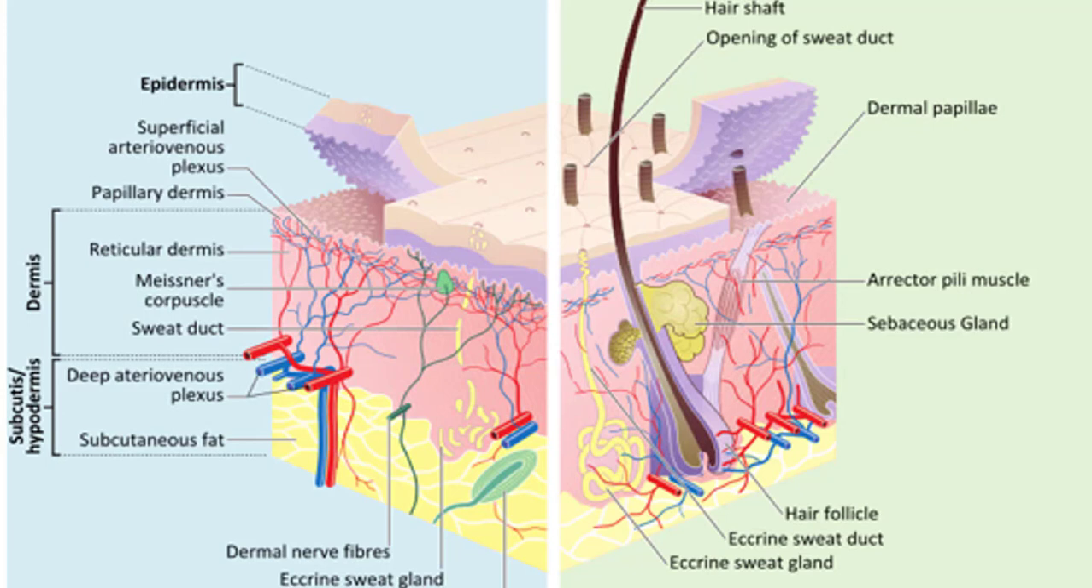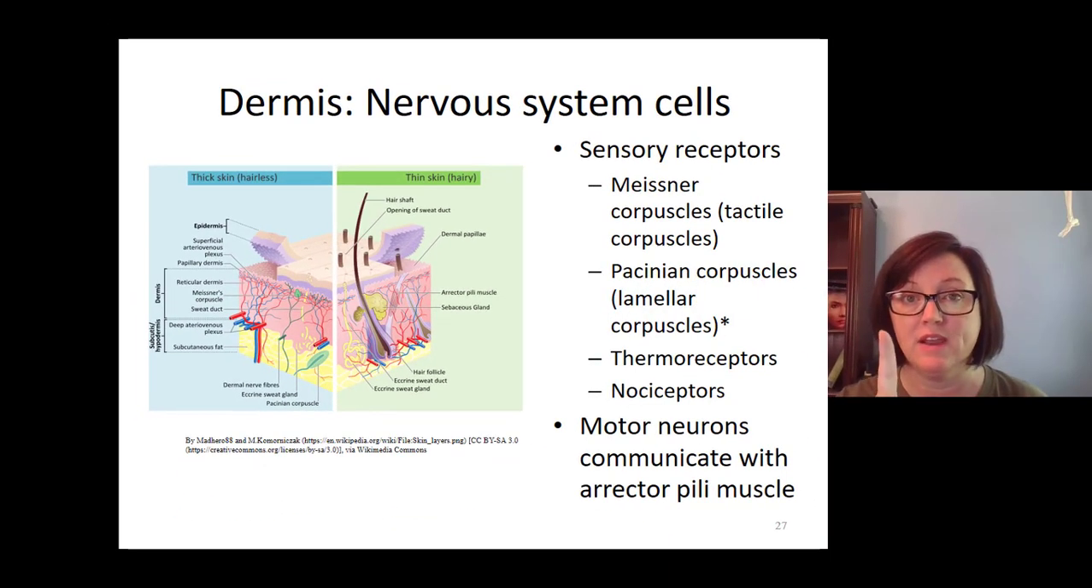Other than sensory cells, though, we have another type of nervous system cell in the skin, and these are called motor neurons, and they are communicating to a muscle located in the skin called the erector pili muscle. And the erector pili muscle is attached to the hairs in your skin, and it causes your hairs to stand on end, what we also call goosebumps. So these motor neurons are what cause that muscle to contract and pull the hairs to stand up.